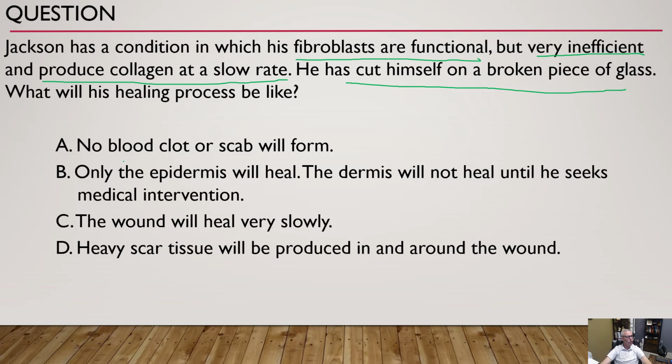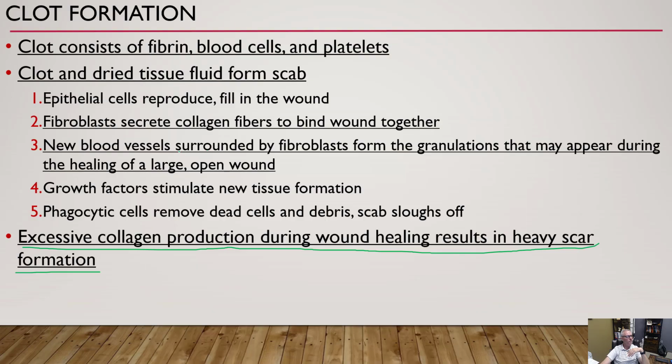All right, so no blood clot or scab will form. That's not going to be the right answer. So we have this thing called thrombin, which we'll learn about next semester. It's an enzyme that converts fibrinogen to fibrin. This basically has nothing to do with collagen. If we go back to here, fibroblasts secrete collagen and bind the wound together.